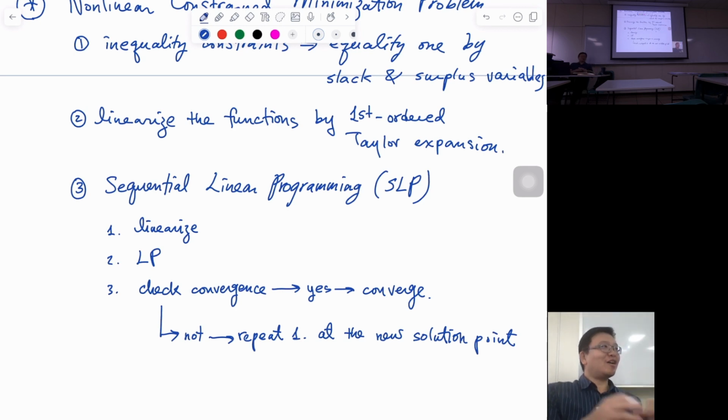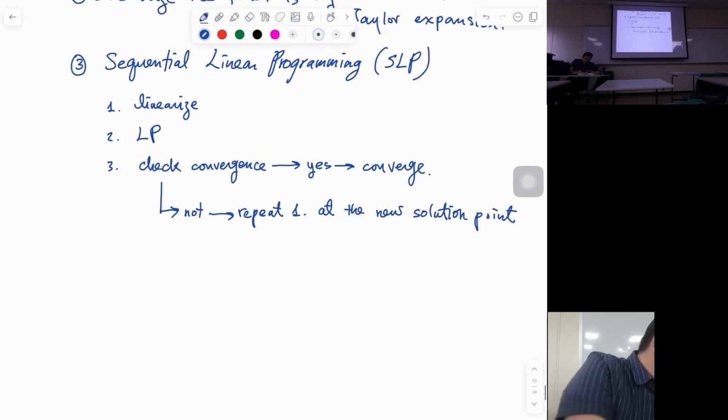People usually rely on computer software for this kind of complex process already. Almost no one programs by themselves. But the issue is once you rely on commercial software, you have no idea what they did inside the process. So if you are really interested in optimization, you can study further. Okay? So now I'm going to tell you about the issue.